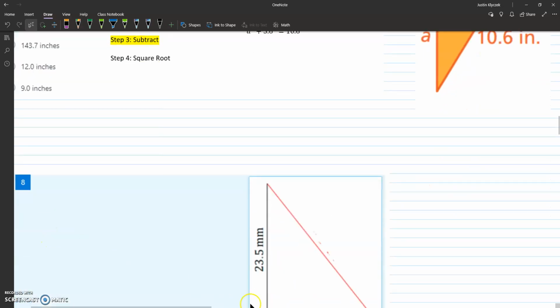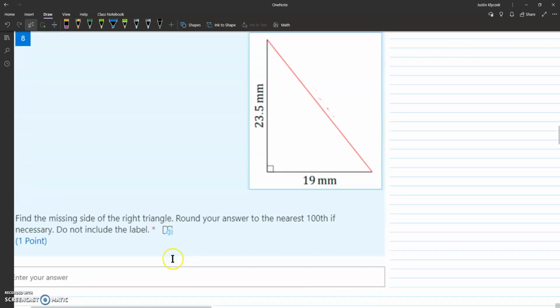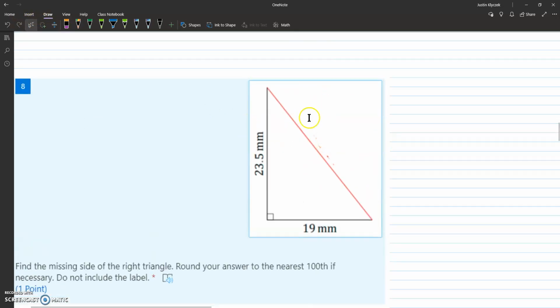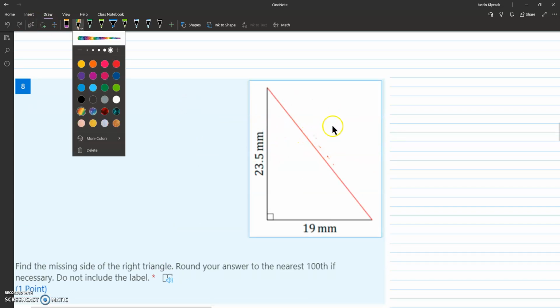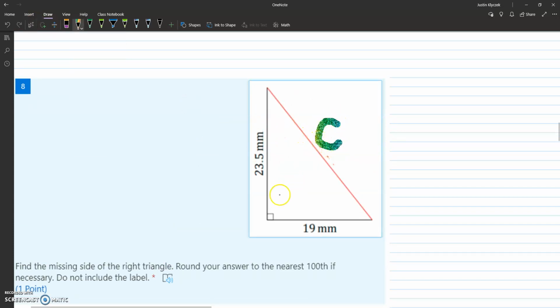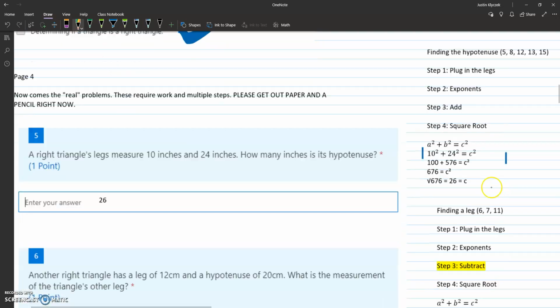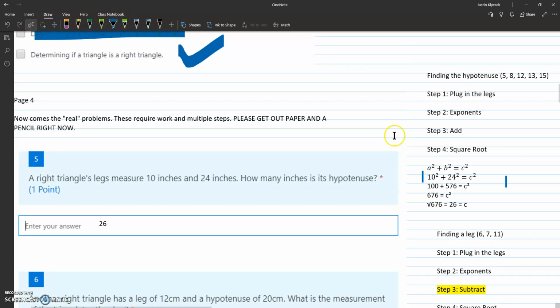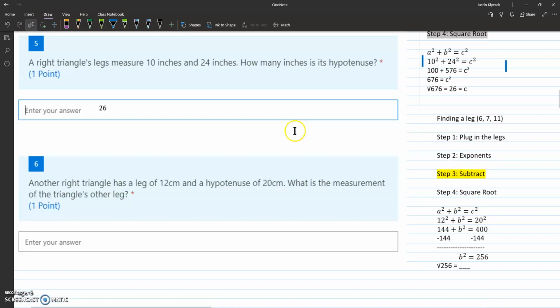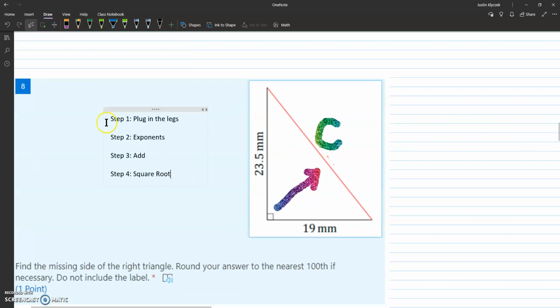All right, you're back. Okay, so now let's move on to number 8. Number 8, look, it's a right triangle. They're all right triangles. And notice that this time we're missing C. We're missing the hypotenuse. How do I know that? Because the hypotenuse is always across from the right angle. So we're going to use the same steps that we used in number 5, not 1. So we're going to use these steps. Let me bring them down here for you.